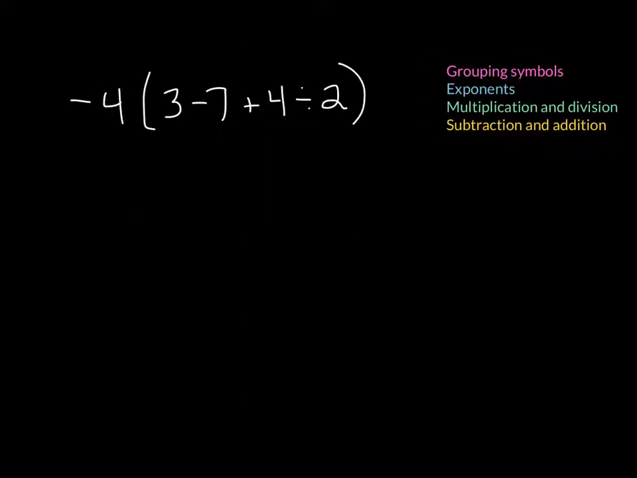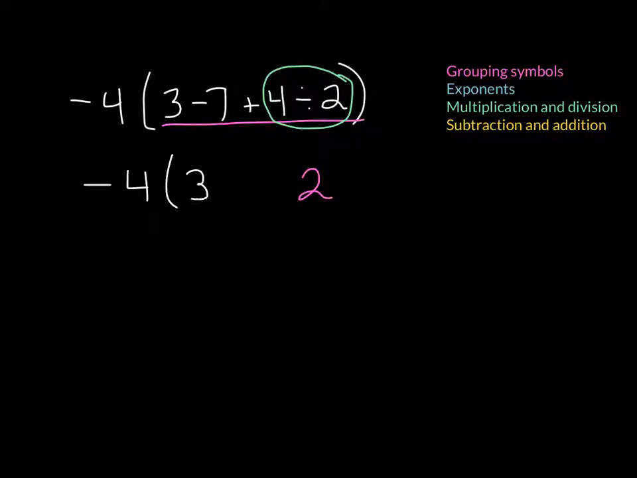For this example, we have quite a few operations inside a grouping symbol. All of this right here. But multiplication and division comes before addition and subtraction. So we're going to start with that. 4 divided by 2 is 2. And then everything else will come down as it is.